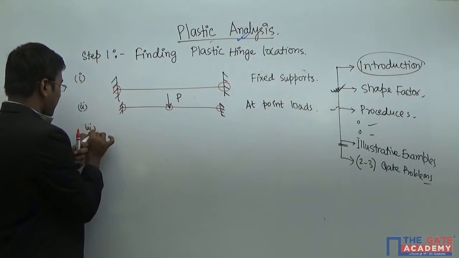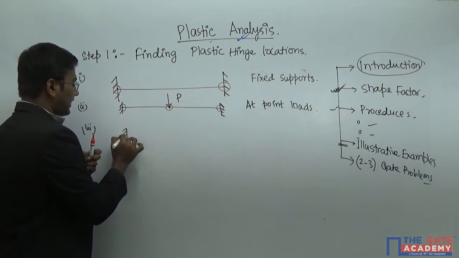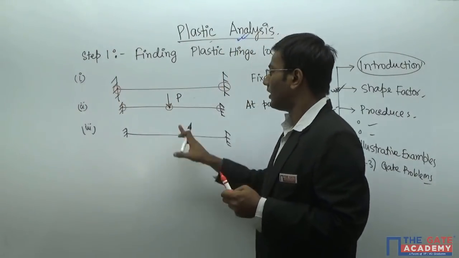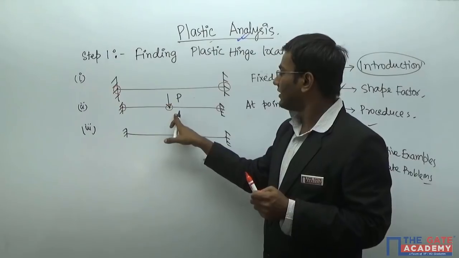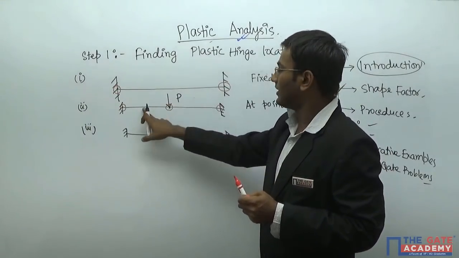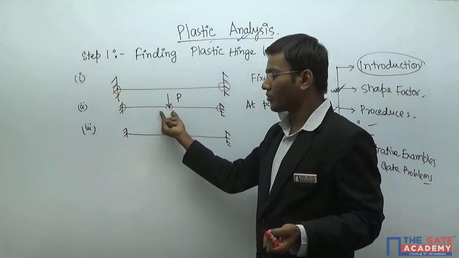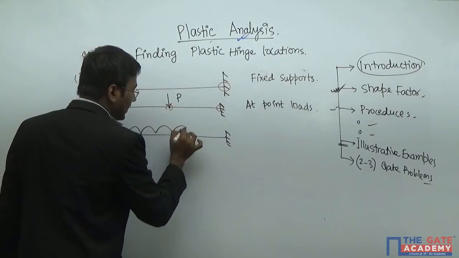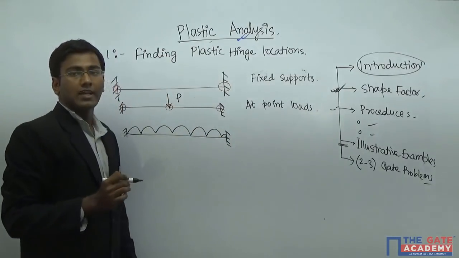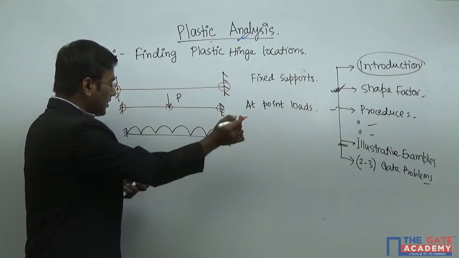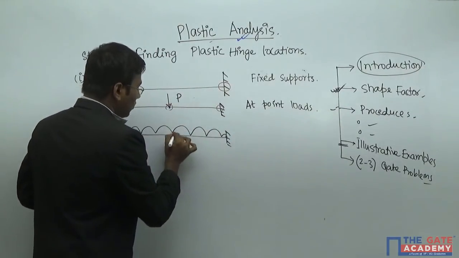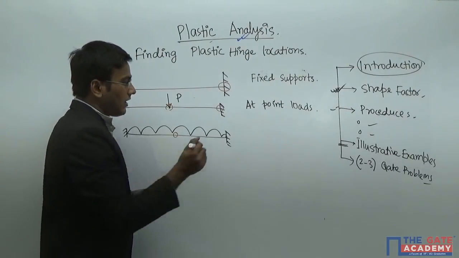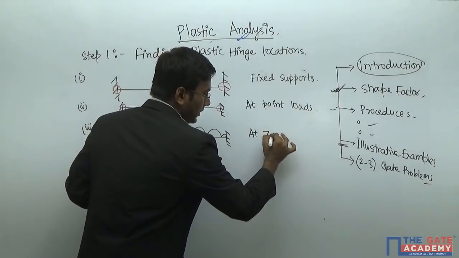Number 3 is, take the same. Till now we have discussed only point load. This point load can be anywhere in the beam: this side, middle portion, anywhere. At that portion, a plastic hinge will form. But suppose the whole beam is subjected to UDL. Then a plastic hinge will come at the zero shear. What does it mean by zero shear?